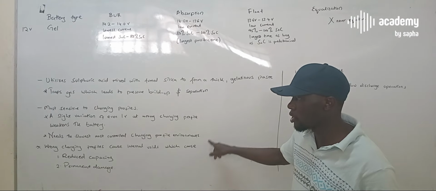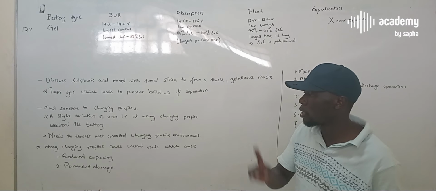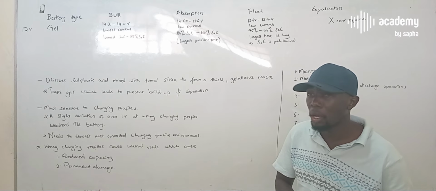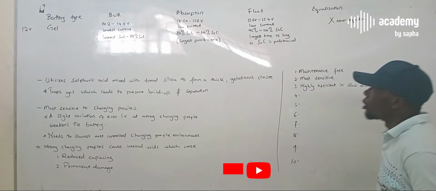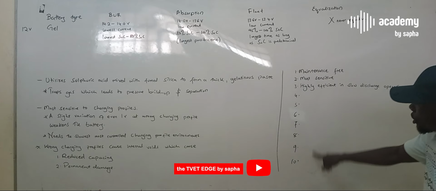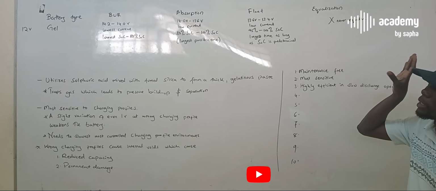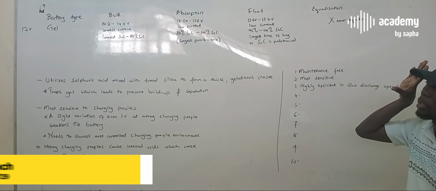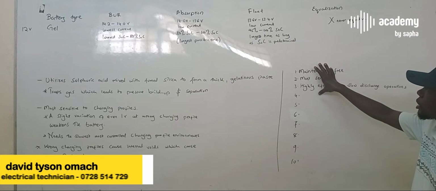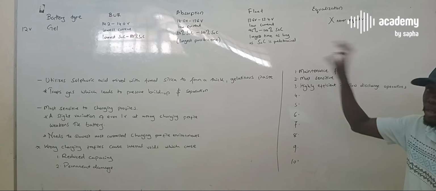So it's the most sensitive, and a wrong charging profile will cause internal voids, which will cause number one, reduced capacity, and number two, permanent damage. So I'd like my students to go and find out some of the 10 things that are different between the gel battery and the AGM and the FLA. So I want you to list at least 3 that are different here, 3 that are different with the AGM, and 3 that are different with the FLA.